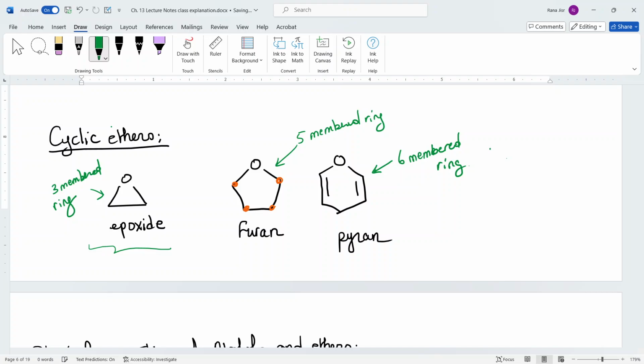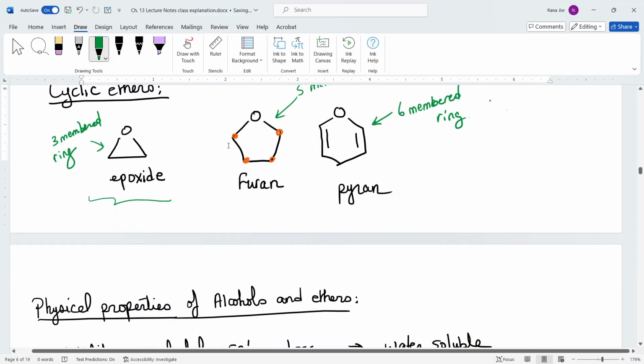Later on, when we start with carbohydrates, cyclic ethers of furan and pyran are the ones that we are interested in for drawing the carbohydrate structure. So we will hit on those again.